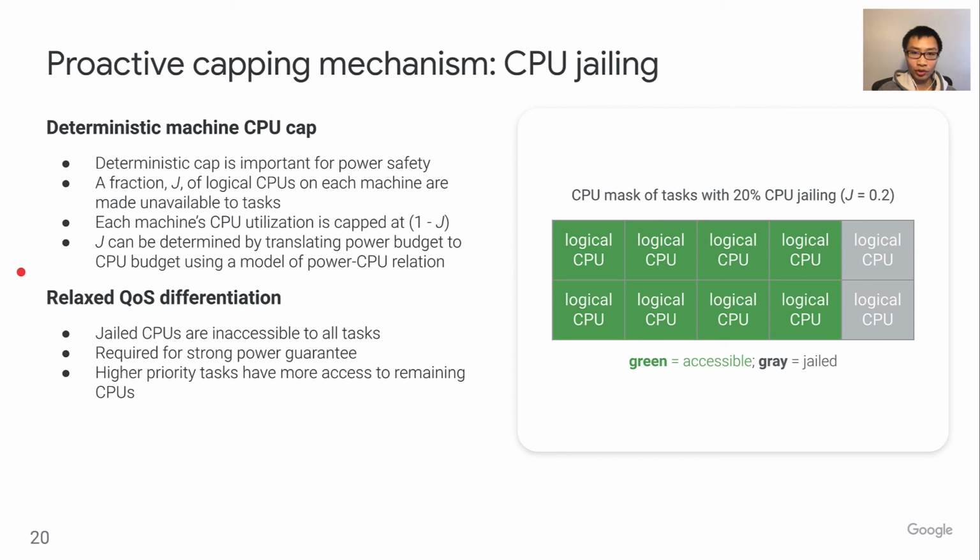One disadvantage of CPU jailing as compared to CPU bandwidth control is its relaxed QoS differentiation. That's because the jailed CPUs are inaccessible to all the tasks, including latency-sensitive ones. This is required for strong power guarantee even without power signals. Nevertheless, the higher priority latency-sensitive tasks still have more access to the remaining CPUs, so we still achieve relaxed QoS differentiation.